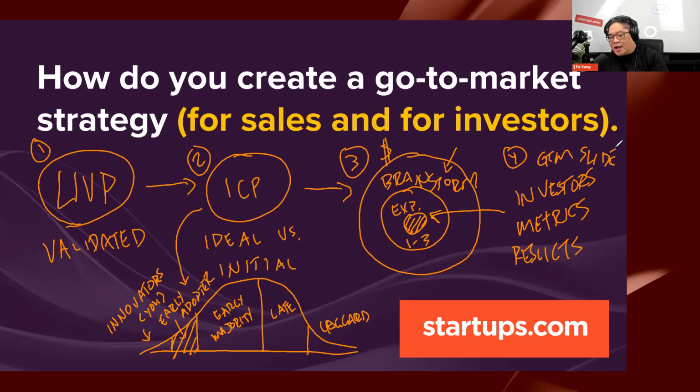Let's review. Step 1, do your UVP. Step 2, ICP. Step 3, brainstorm the bullseye method. There's a book called Traction. We make everybody read it, by Weinberg and Mares. These are the DuckDuckGo guys. And then once you get to the bullseye after experimentation, you put that in your go-to-market slide. You tell investors with metrics and the results, and you say, look at our growth. It's 10% week over week. That's how you do a go-to-market strategy.